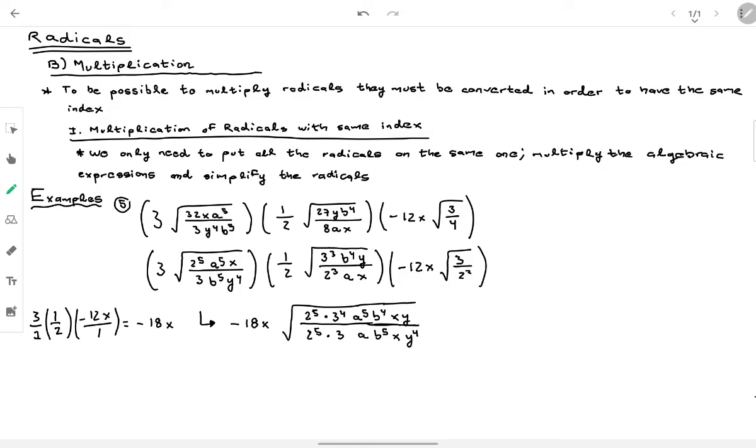So what will happen before taking out something from the root? Maybe we can simplify it, and it's going to be, let's see, 2 to the 5 and 2 to the 5, 3 to the 4 and 3, it's going to be 3 cubed on top. Then a to the 5 and a, it's going to be a to the 4 on top. B to the 4 and b to the 5 is going to be only b on the bottom part. X and x will disappear. Y to the 4 and y is going to be y to the 3rd.